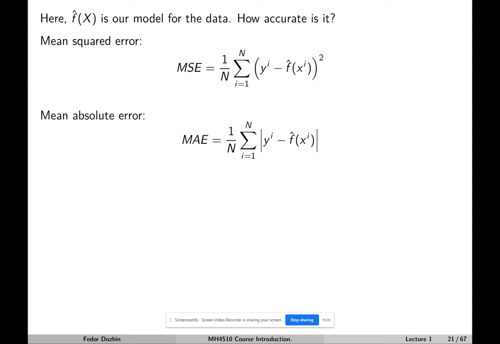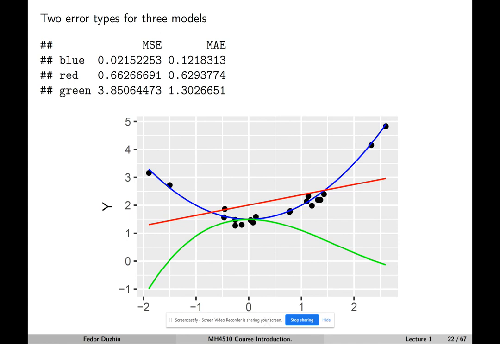Another method is very similar. It's just that we replace squares with absolute values. So mean absolute error. Just for your information, this is a little table of errors. And of course, the blue model here is the most precise with respect to both mean squared error and mean absolute error. But the values are, of course, different.